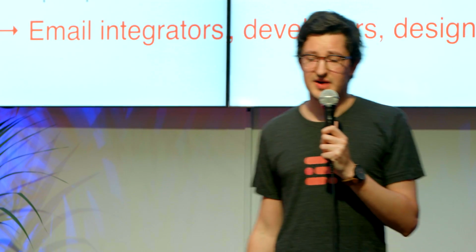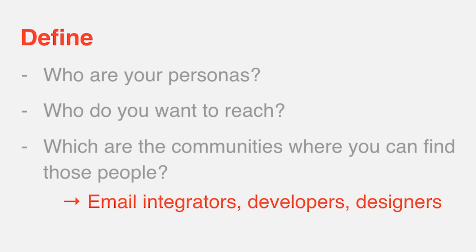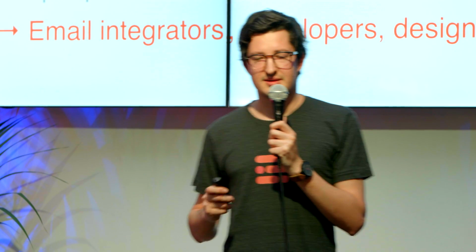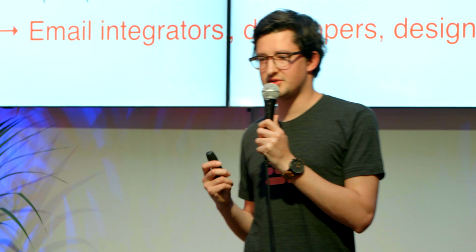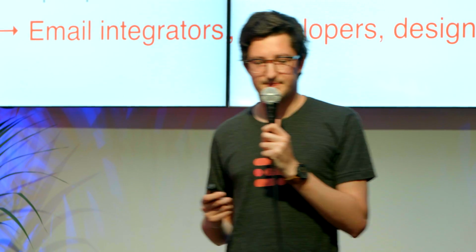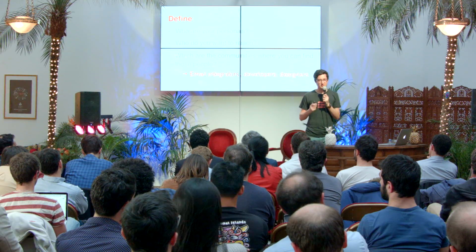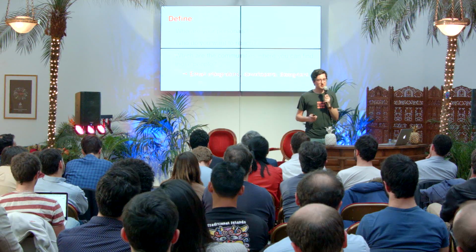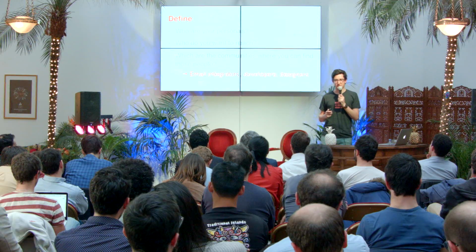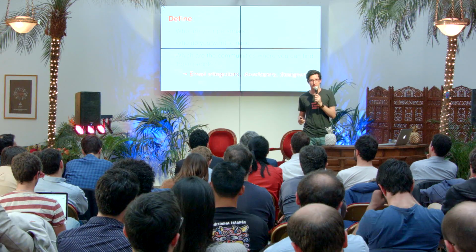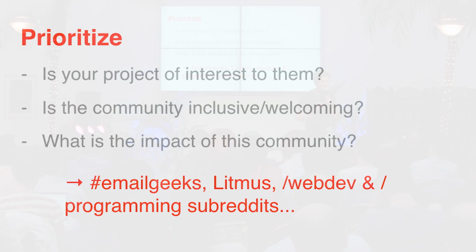So first, you need to define personas. Personas are used in user experience and refer to the type of users that will use your product, that will be interested in your product, and that you can group by categories of users. Who do you want to reach? And which are the communities that you can find those people in? For us, it was really about email integrators, about developers, about designers. So that's a lot of people. That's a lot of communities. How do you choose the right ones?